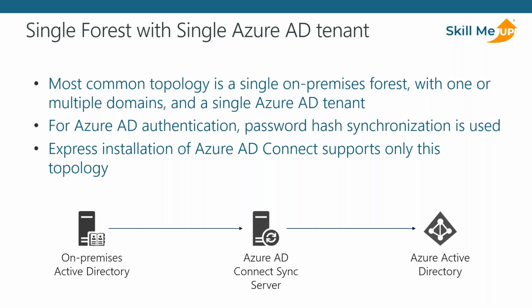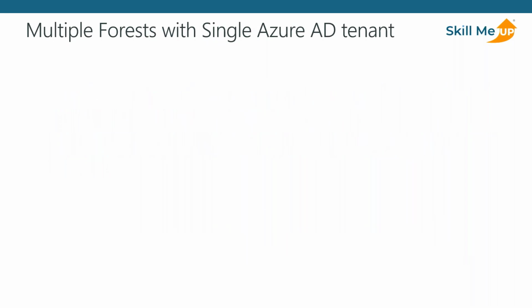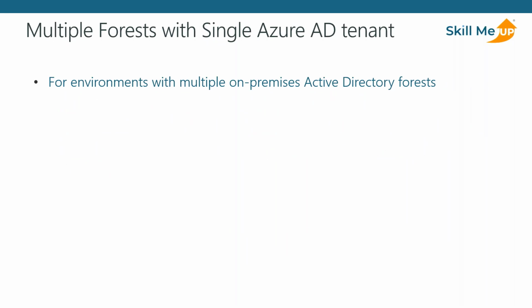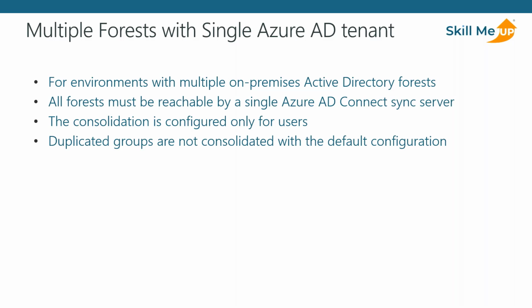So the most common design is this for most environments. Now, of course, our second most common is the multiple forest with single Azure AD tenant. So this is for environments with multiple on-premises AD forests. There are multiple reasons for having more than one on-premises forest. Typical examples could be account resource forests, or maybe a merger or an acquisition.